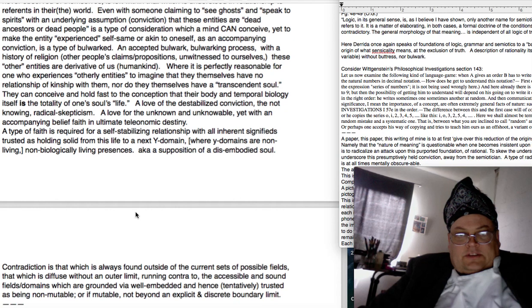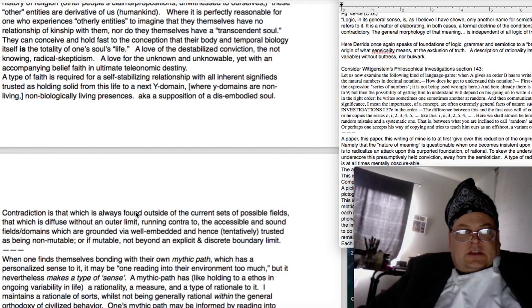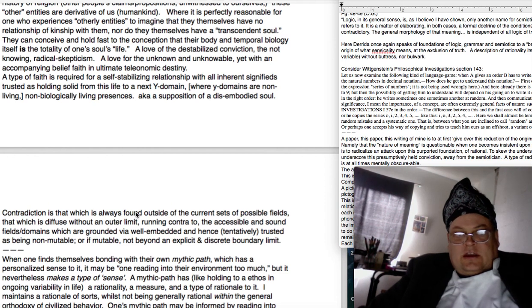A love of the destabilized conviction, the not knowing, radical skepticism, a love of the unknown and unknowable, yet with an accompanying belief, faith in ultimate teleonomic destiny. A type of faith is required for this self-stabilizing relationship with all inherent signifieds, trusted as holding solid from this life to the next Y domain, where Y domains are non-living, non-biologically living presences, aka a supposition of a disembodied soul.